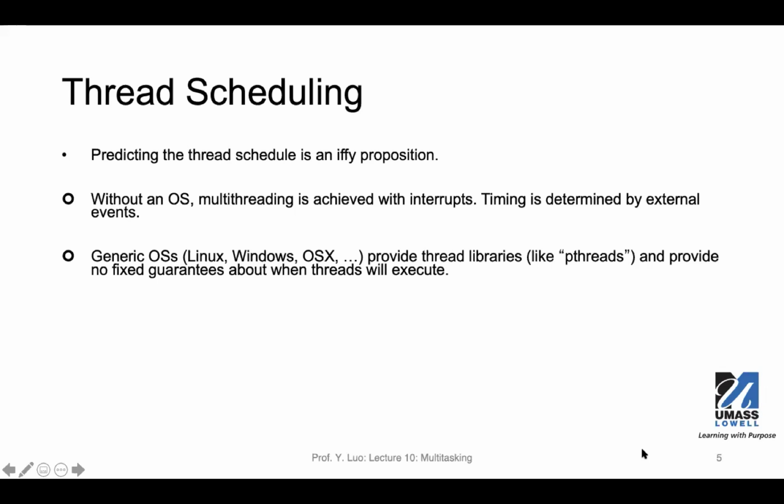For systems with operating systems like Linux, Windows, OS X, so Mac OS, they provide thread libraries, oftentimes pthreads or POSIX threads. And with these libraries, it makes the programming easier, but as a library, they provide no fixed guarantees about when threads will be executed. So when you start up these different threads, you cannot say for sure that thread A is going to be executed before B. These libraries do not guarantee that.